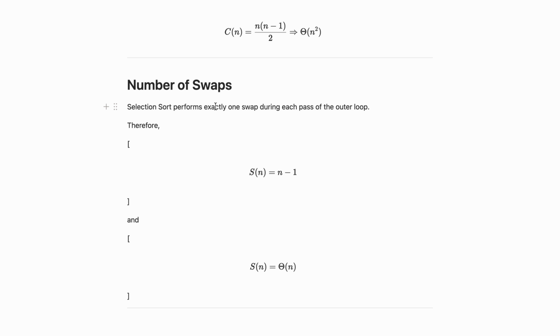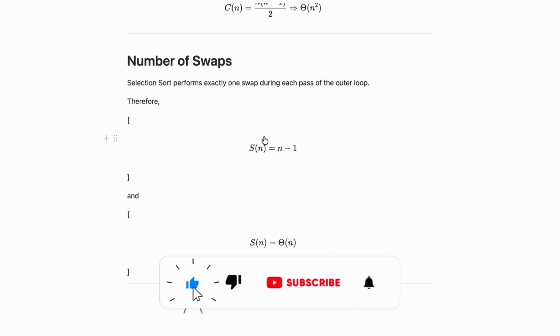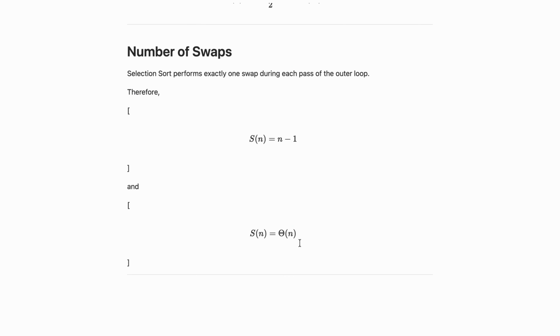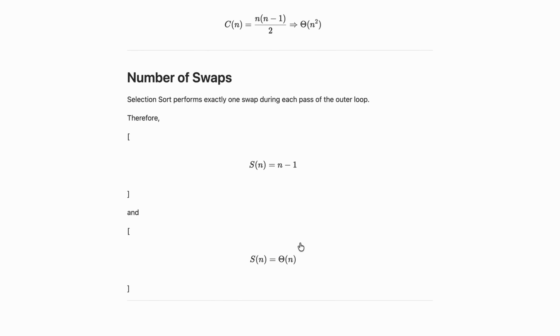Selection sort performs exactly one swap during each pass of the outer loop. Therefore, S(n) equals n minus 1 and S(n) becomes theta of n. So like this you have to write in the examination to get the full marks.